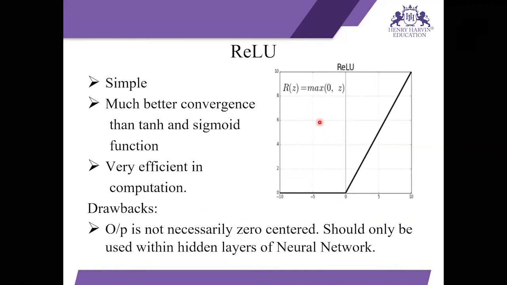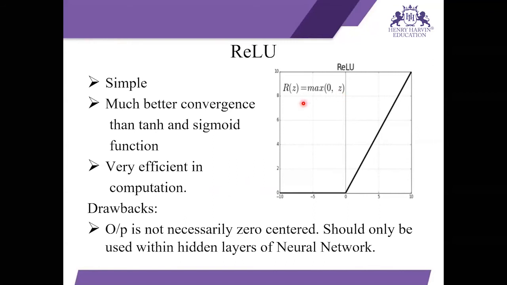The ReLU function is another nonlinear activation function, and it is very popular in the deep learning domain. ReLU means rectified linear unit. The main advantage of ReLU is that it is simple, with much better convergence than tanh and sigmoid functions. It is very efficient in computation, and the main advantage is that it does not activate all the neurons at the same time.